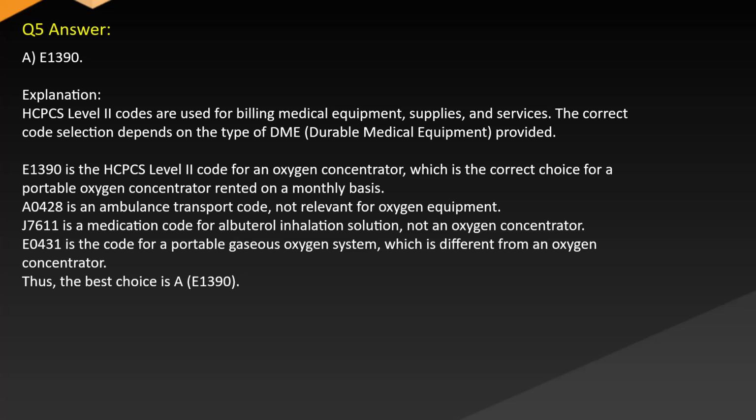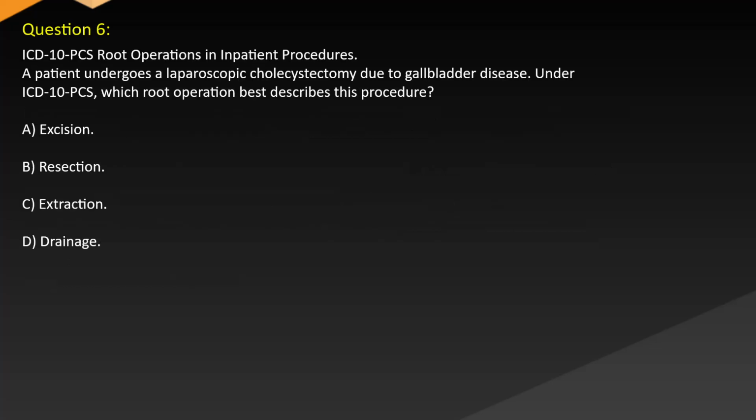A0428 is an ambulance transport code, not relevant for oxygen equipment. J7620 is a medication code for albuterol inhalation solution, not an oxygen concentrator. E0431 is the code for a portable gaseous oxygen system, which is different from an oxygen concentrator. Thus, A is the best choice.